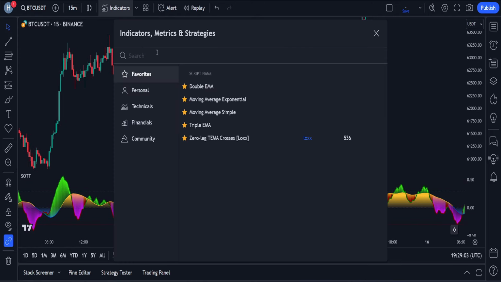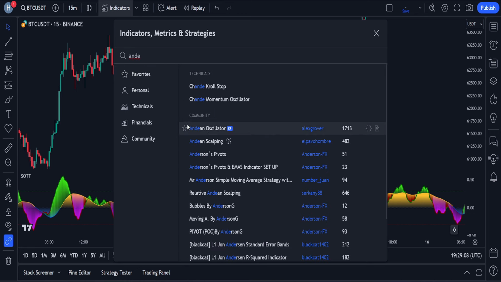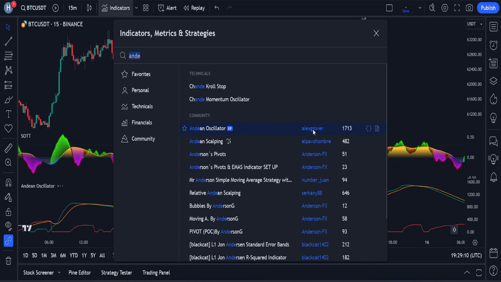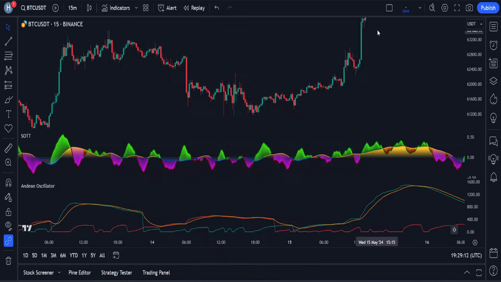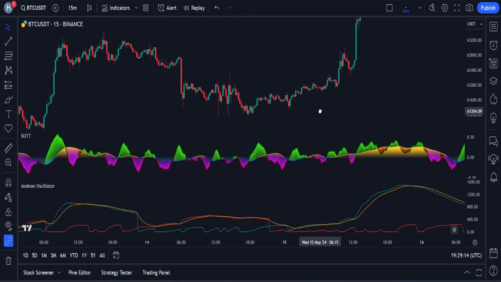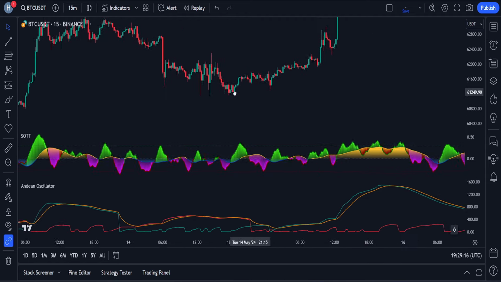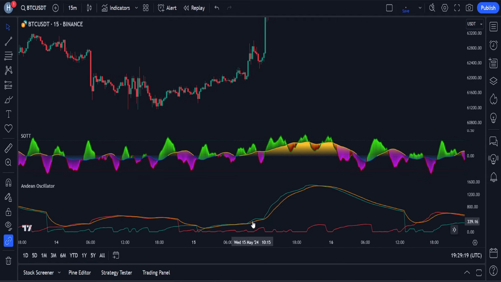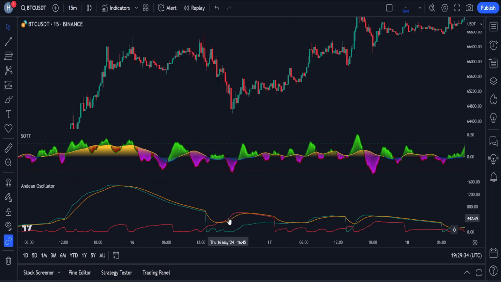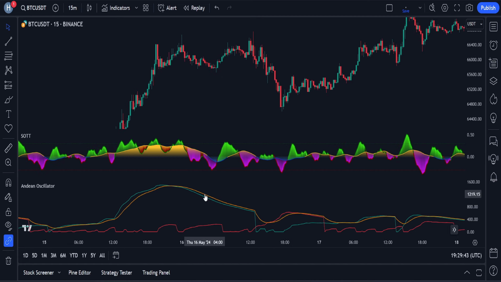Click on Indicators and search for Andean Oscillator. Add this one, written by Alex Grover. It's a powerful indicator that shows increased upside or downside momentum and helps with trending or non-trending market. When the green line is above the orange line, it shows an uptrend. And when the red line is above the orange line, it shows a downtrend. And when the orange line is above the other two, it shows a flat market.